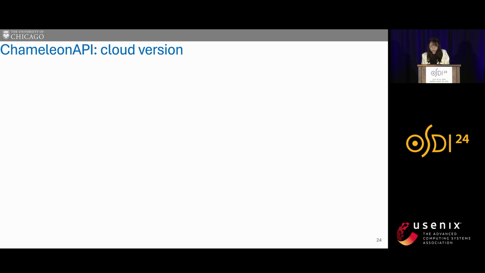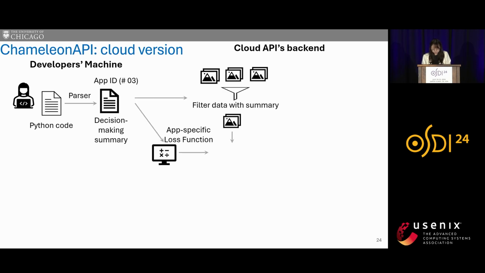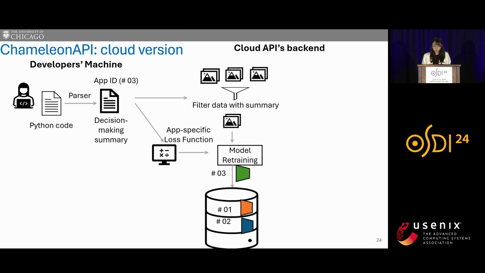Now, to put everything together, the overall workflow of ChameleonAPI is shown in this figure. At the application development phase, the developers run the parser plugin to extract a summary of how applications make decisions, and then upload the summary and the app ID to the ChameleonAPI's backend. Then the backend uses the summary to filter data and also construct the application-specific loss function and uses them to retrain the model, and then saves the customized model together with the app ID to the storage backend.